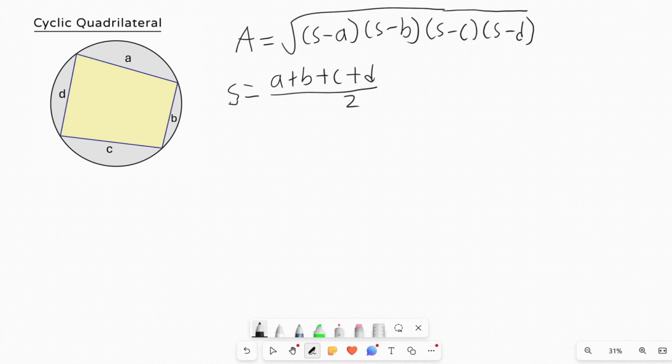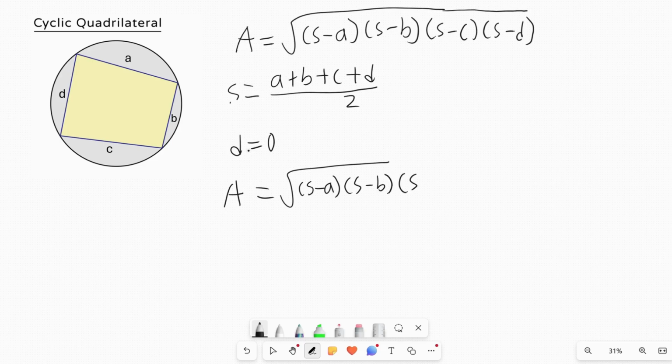And this looks awfully similar to Heron's formula, but in Heron's formula there are only 3 side lengths. So let's just say D is equal to 0. And then if we move that over there, that's basically a triangle. So if we plug that into the formula, we would get the area of S minus A, then S minus B, S minus C, and then since D is 0, we just get S. And this here is Heron's formula.